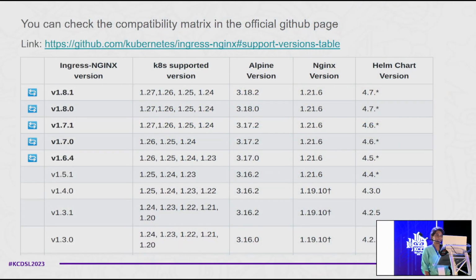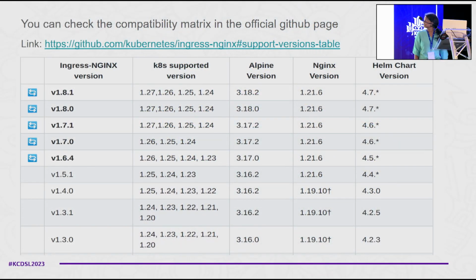So we can check the compatibility of the Nginx ingress version with the supported Kubernetes version with this supported versions table. This is available on the official GitHub page of the Nginx ingress controller. First of all, you need to check the Nginx ingress controller version of the current deployment of your cluster.